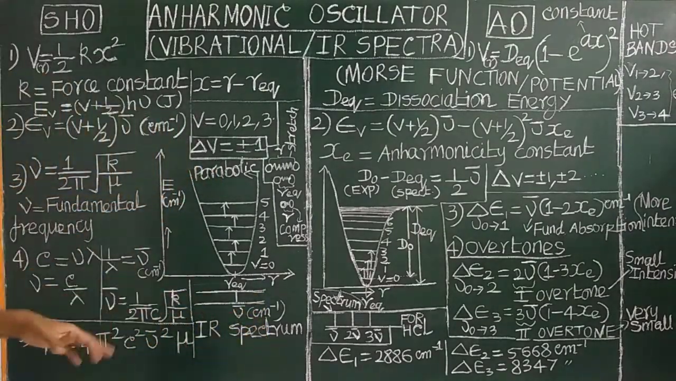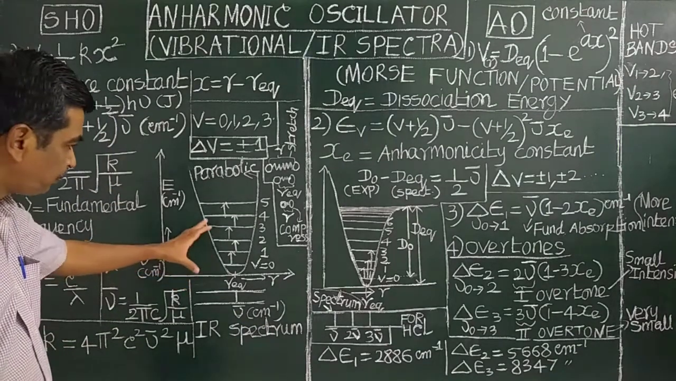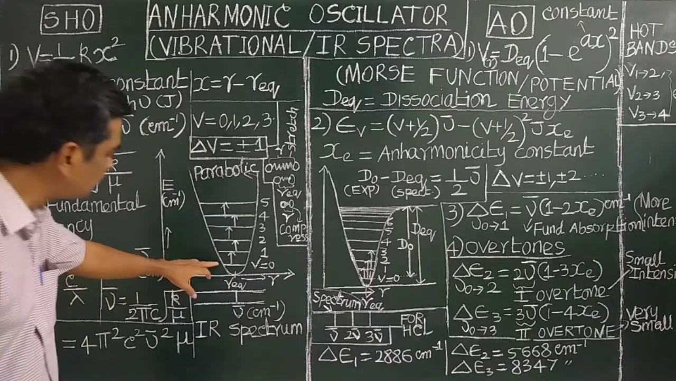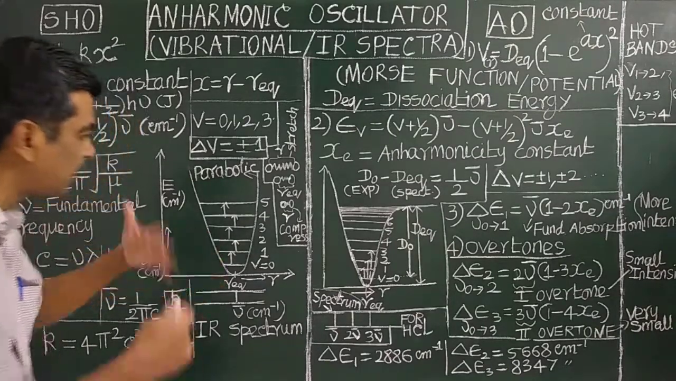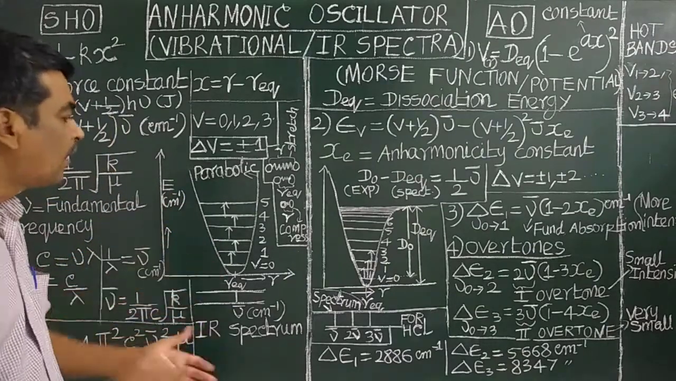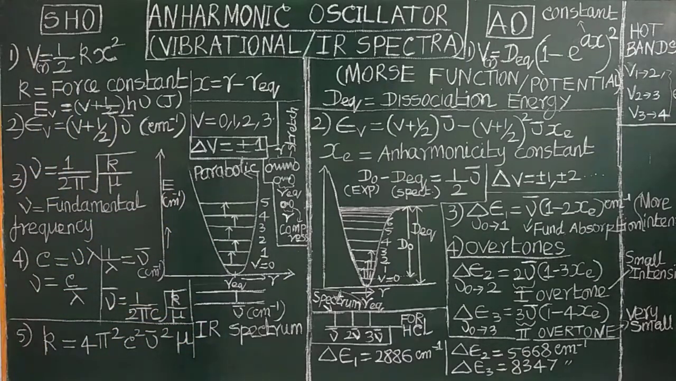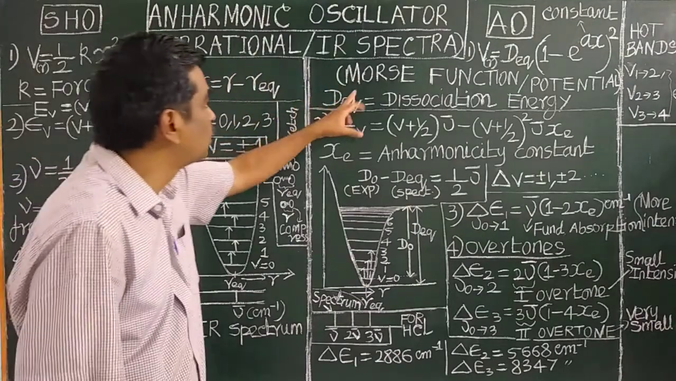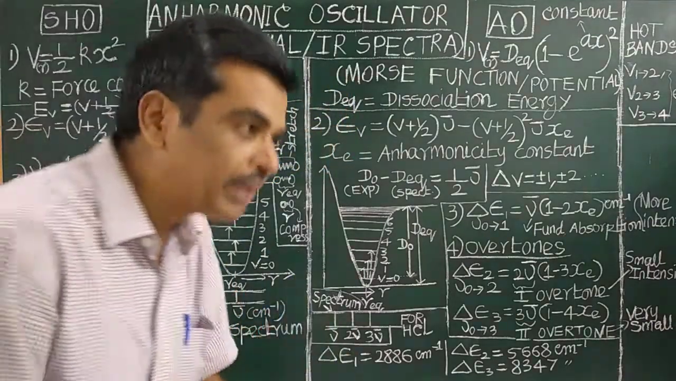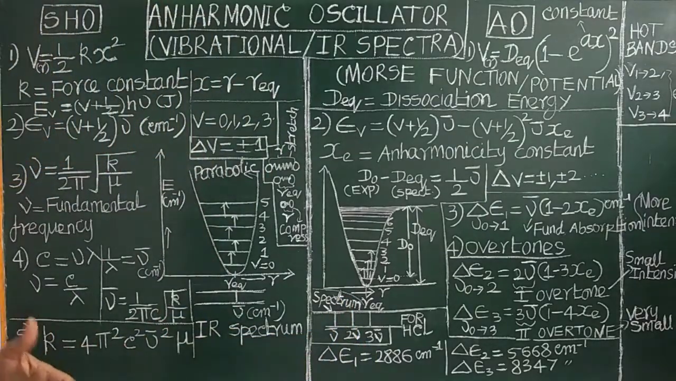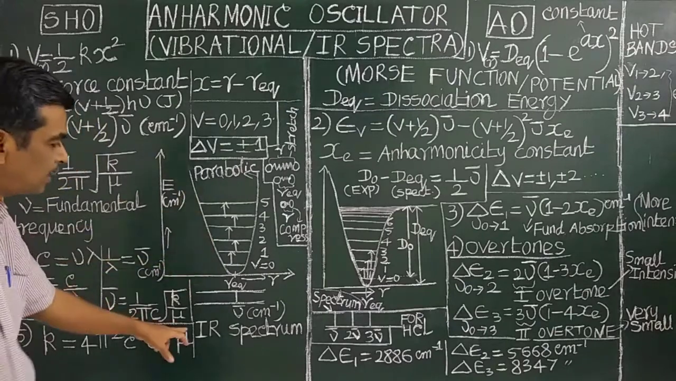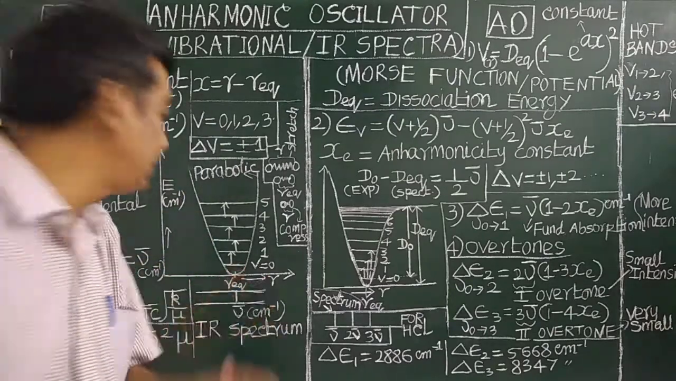The vibrational level transitions occur in the IR region of the electromagnetic spectrum. Therefore, vibration spectroscopy is called IR spectroscopy. Why is vibration spectroscopy called IR spectroscopy? Because the vibrational level transitions occur in the IR region of the electromagnetic spectrum.